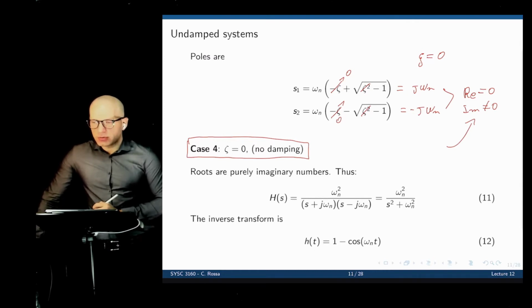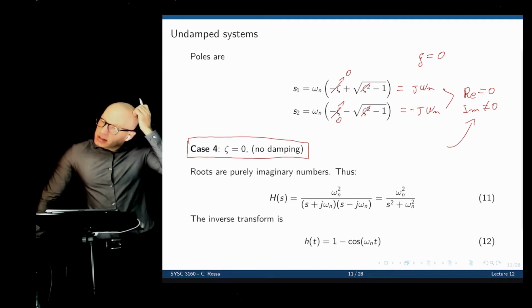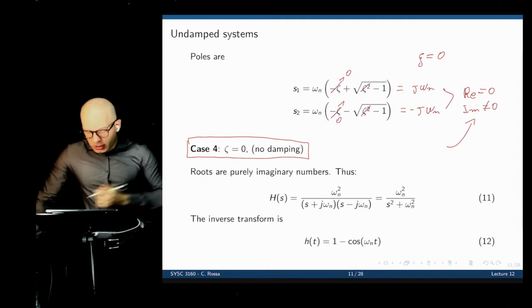How should the time response be? What kind of waveform? It will never converge. It will keep going up and down and up and down. Exactly, exactly. It will never converge. It will never settle because the exponential parts are gone.